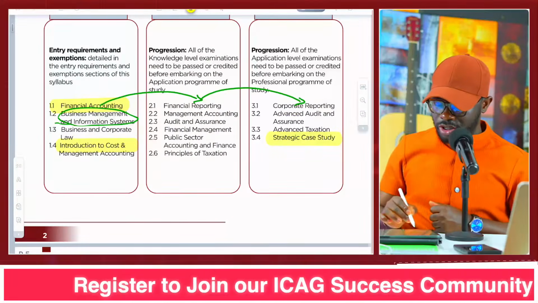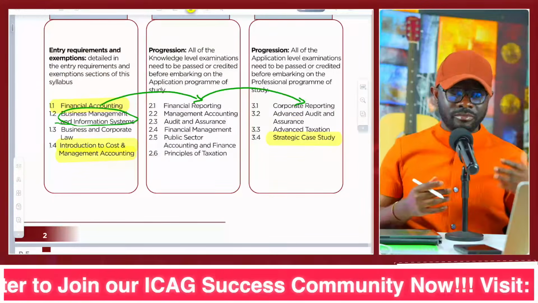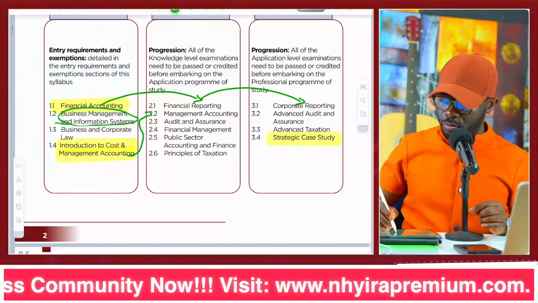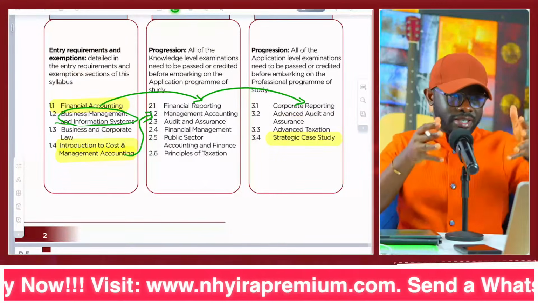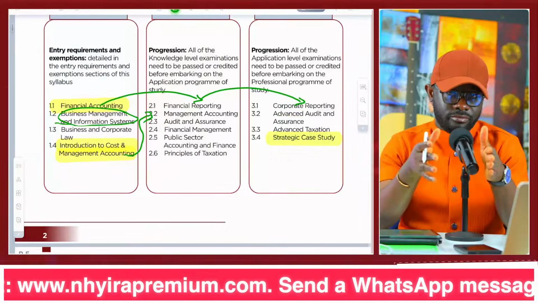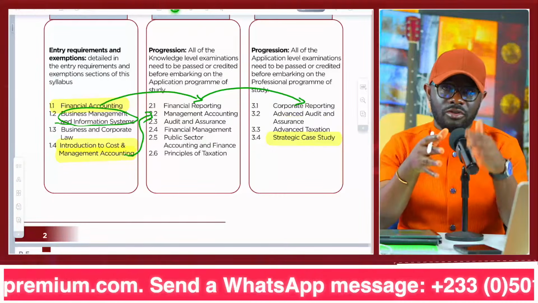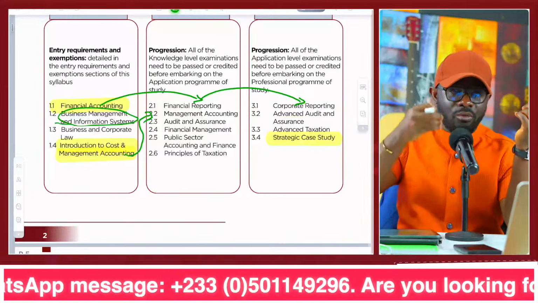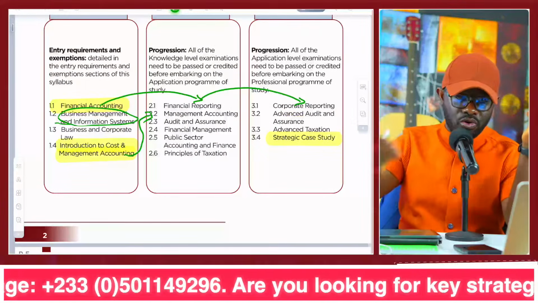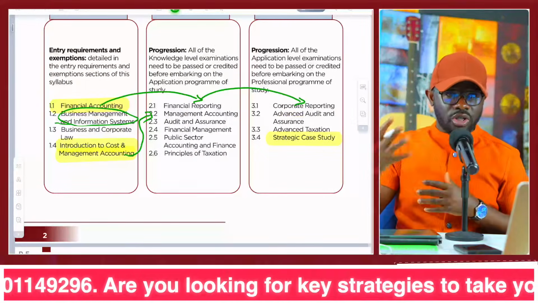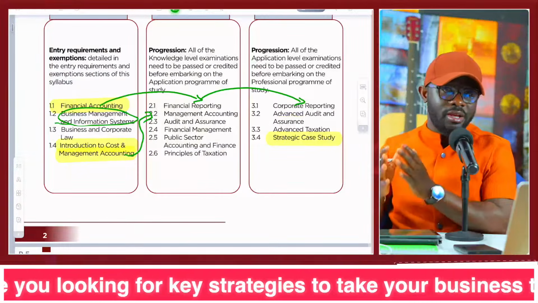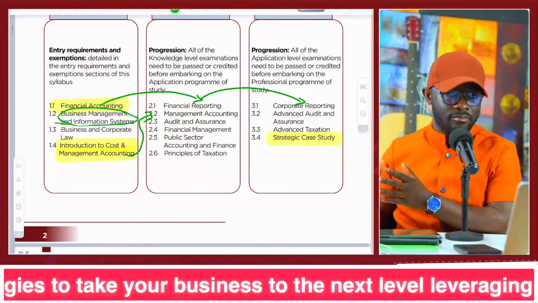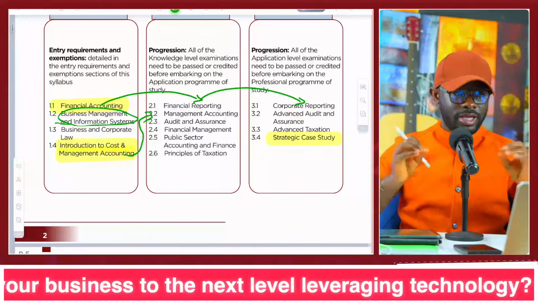Then introduction to cost and management accounting. This is important because it sets you up for paper 2.2, which is management accounting in level 2. And the understanding of that is crucial because in strategic case study, we may be required to also treat some issues in management accounting in level 3. So that is our level 1 in that regard.